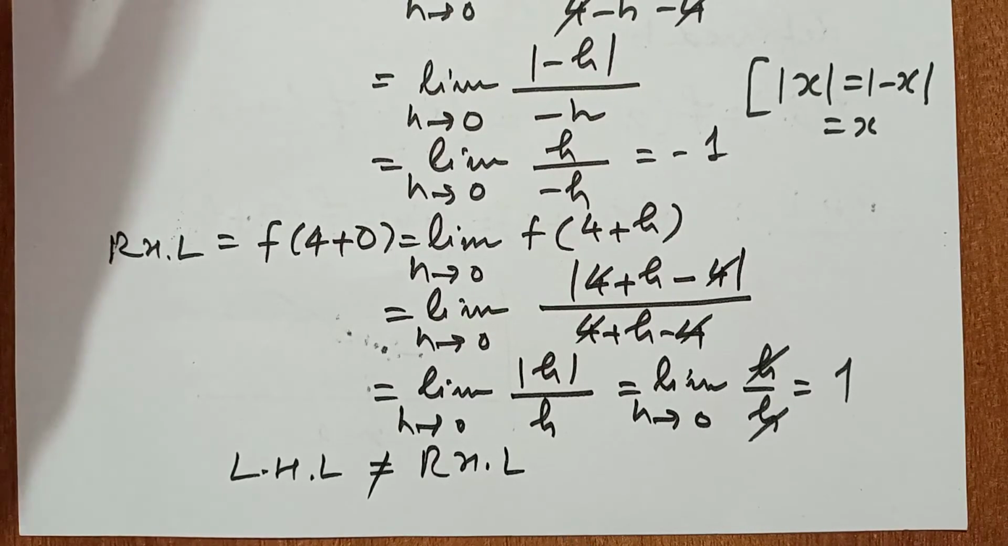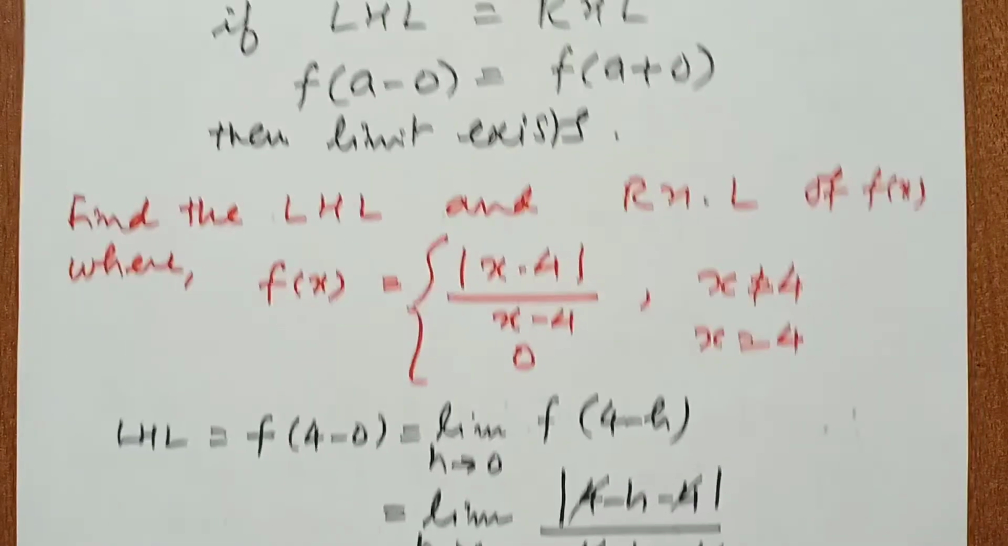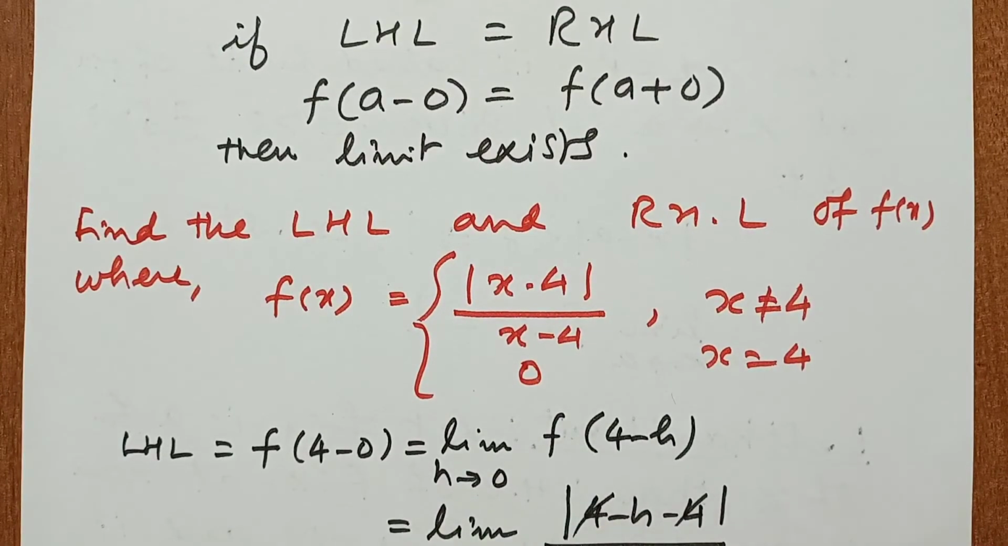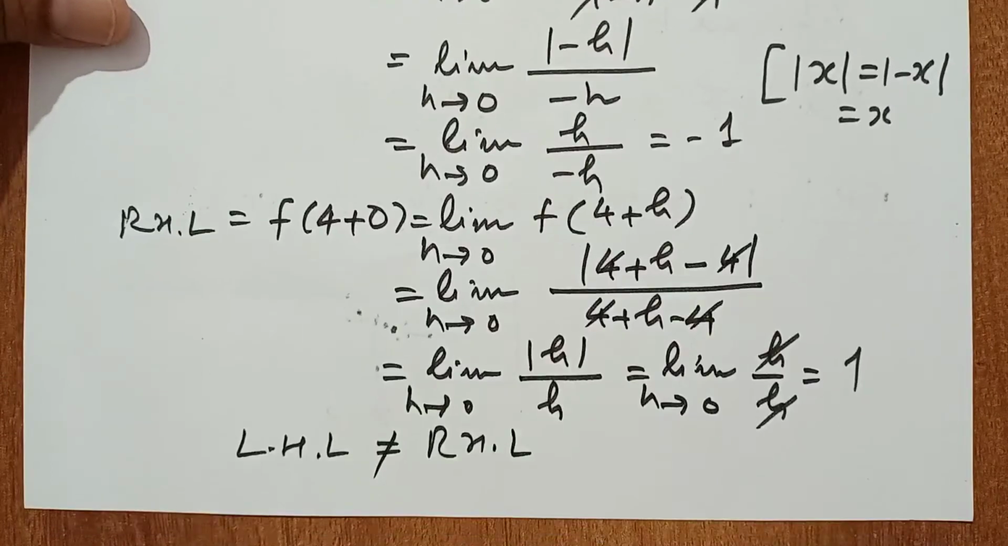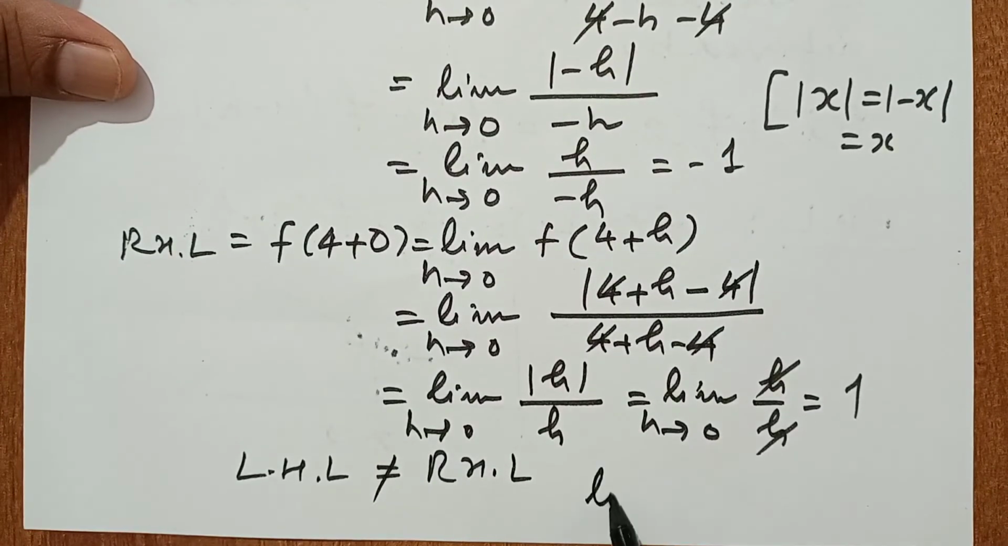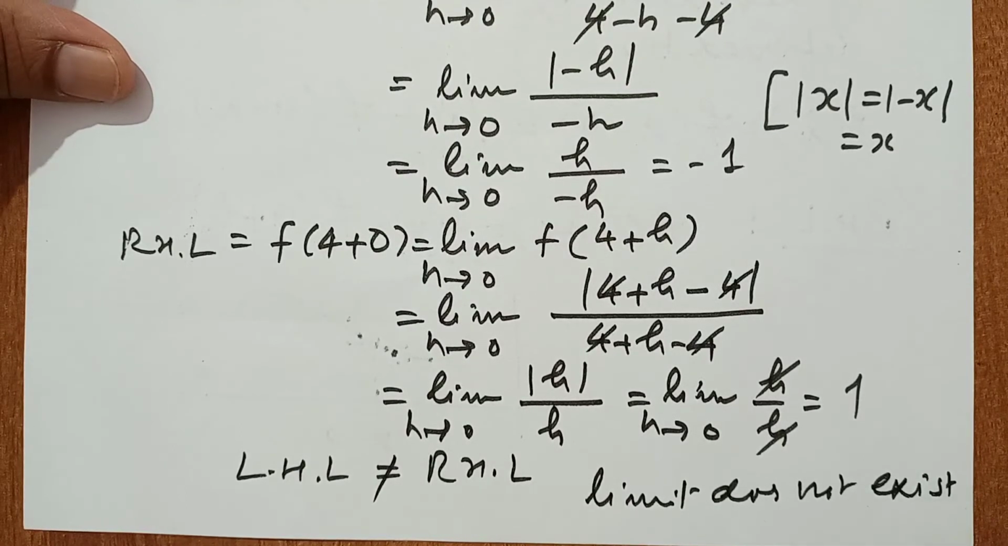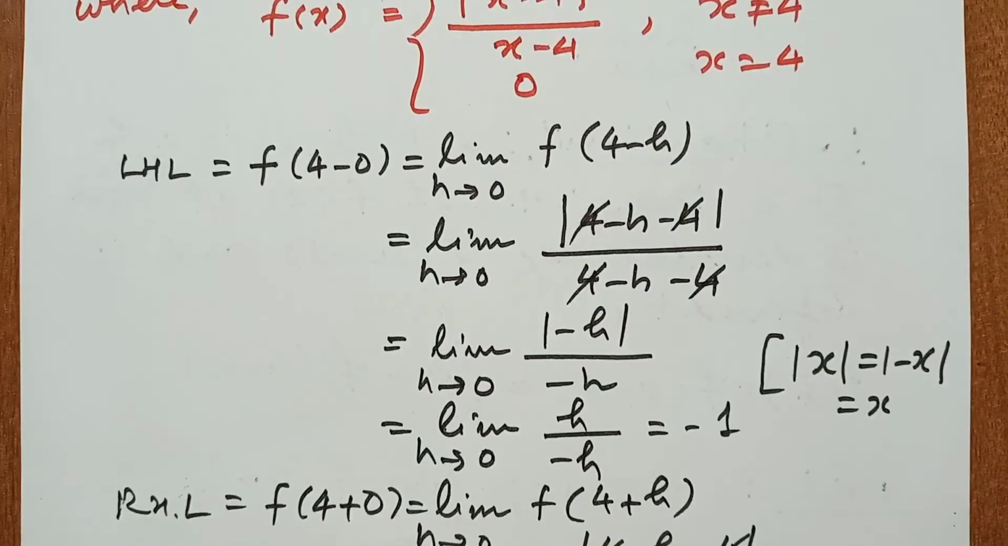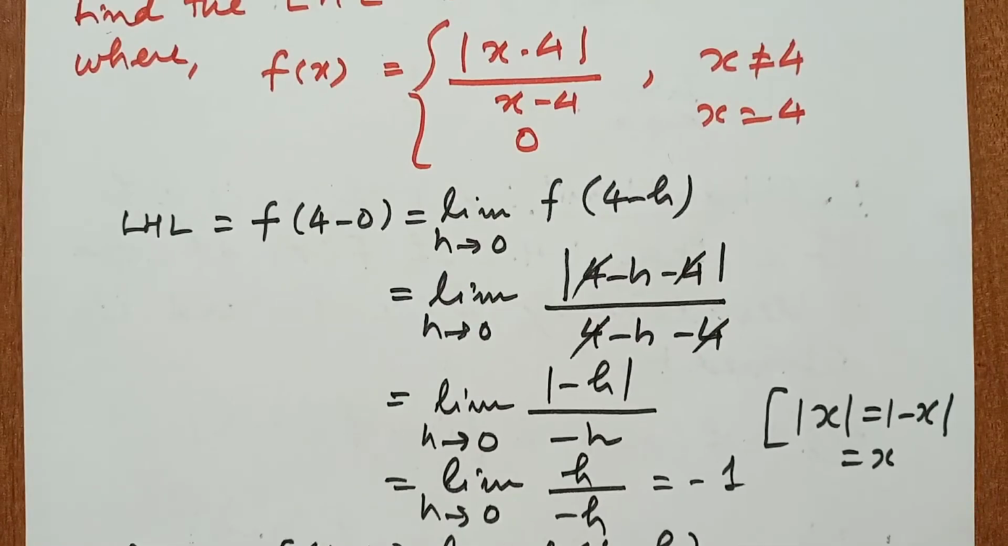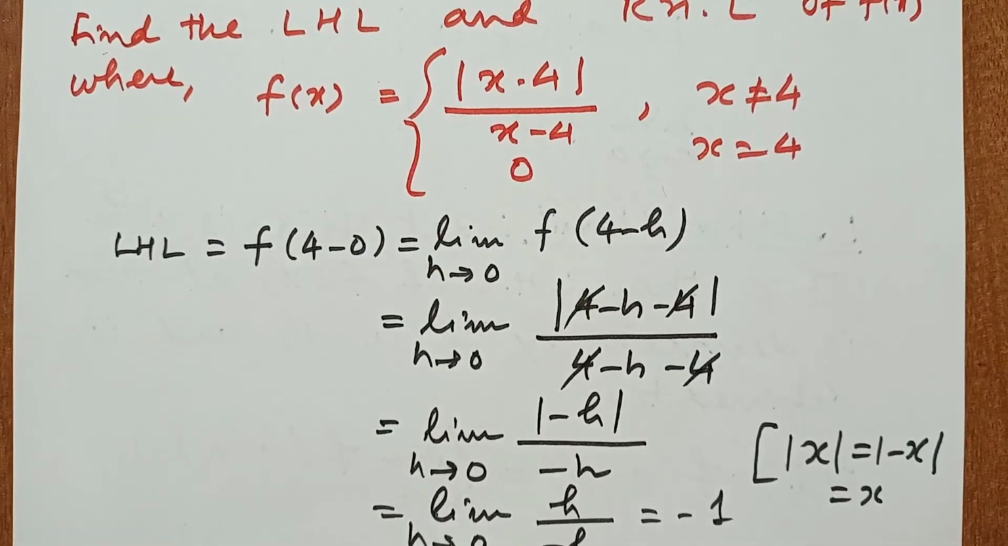It means for the given function, the limit does not exist at x is equal to 4. Okay, so this is the result, that is, limit does not exist. So this is an important thing: if the left hand limit and right hand limit both are equal, then the limit exists. Otherwise the limit does not exist.